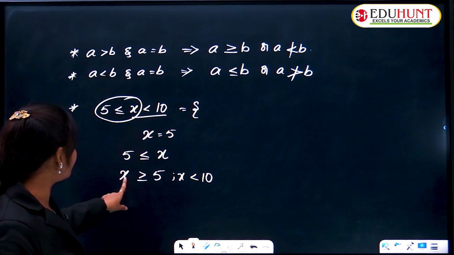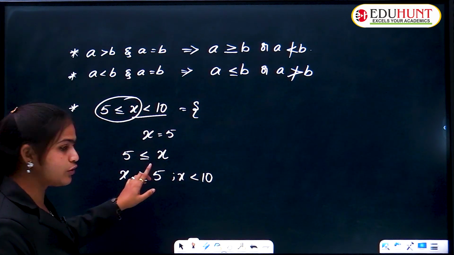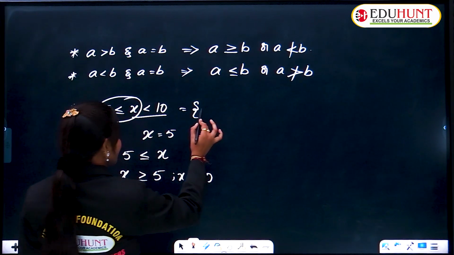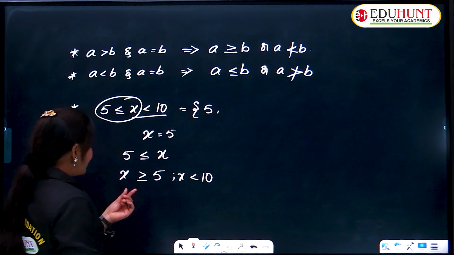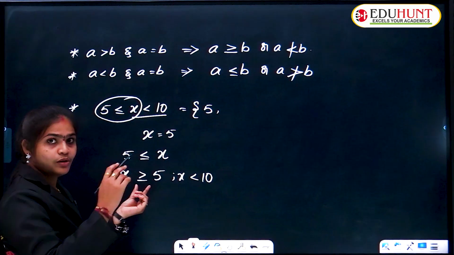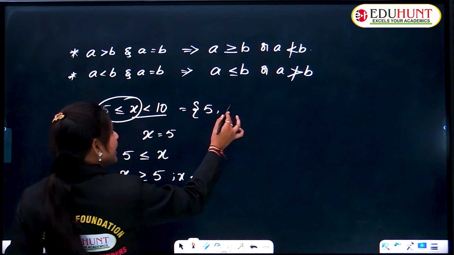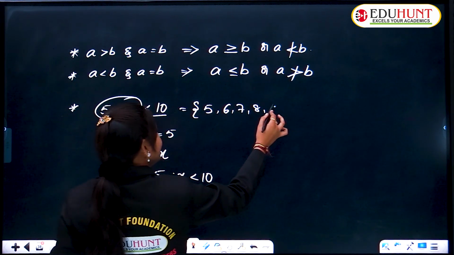Then here what will you get? x greater than or equal to 5. Clear? And x is less than 10. Equal to sign is there, which means here 5 is also there. Why? Because here equal to sign is there, no? Greater than or equal to 5 means x is equal to 5 also. 5, 6, 7, 8, 9.